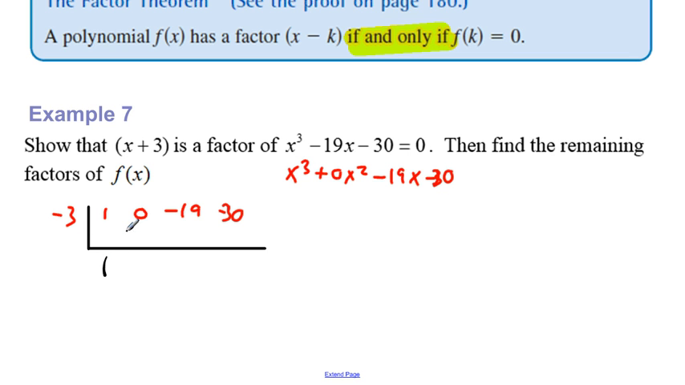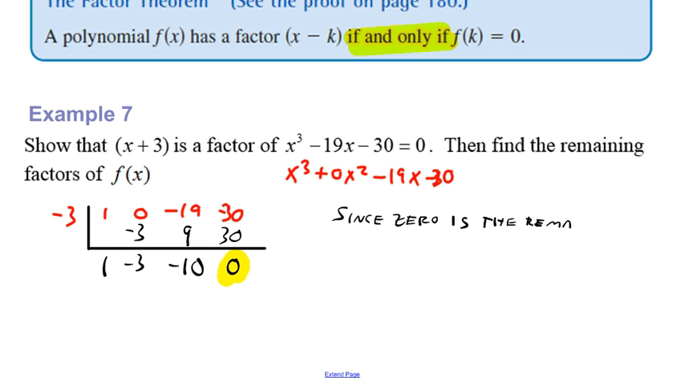Drop down the 1, multiply, add those together, multiply, add those together, multiply, and add those together, 0. That's right. So since we have 0 as a remainder, what do we conclude? Then x equals negative 3, this number right here that we use for synthetic division, is a 0. Okay, that's what that means. That means that we know that this polynomial will cross the x-axis at negative 3.